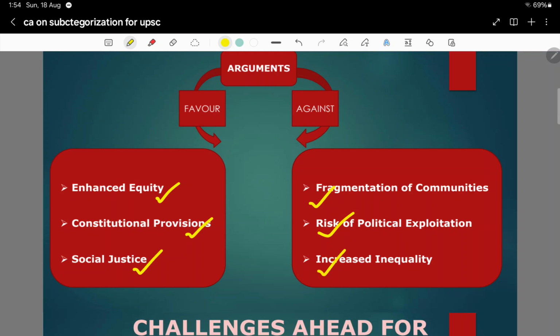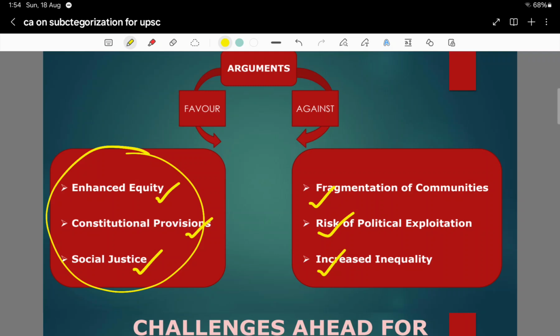So when we are observing the favored arguments here, this type of tailoring of reservations for smaller subgroups ensures that benefits reach those most in need. It aligns with the constitutional principles of uplifting the socially and educationally backward classes. And that itself will become the true definition of social justice.